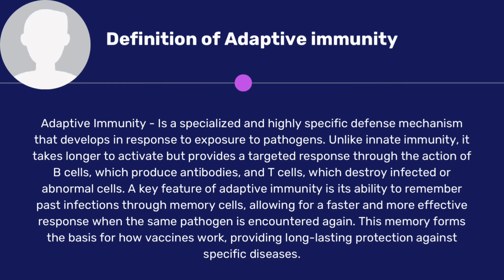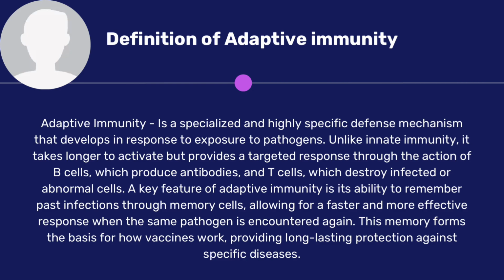Adaptive immunity. This is a specialized and highly specific defense mechanism that develops in response to exposure to pathogens. Unlike innate immunity, it takes longer to activate, but provides a targeted response through the action of B cells, which produce antibodies, and T cells, which destroy infected or abnormal cells.